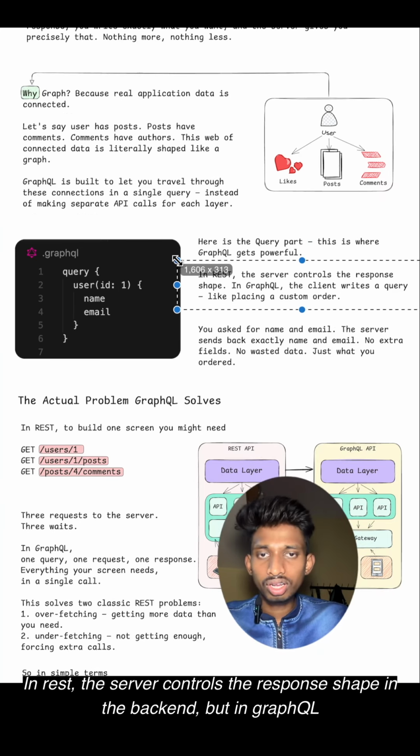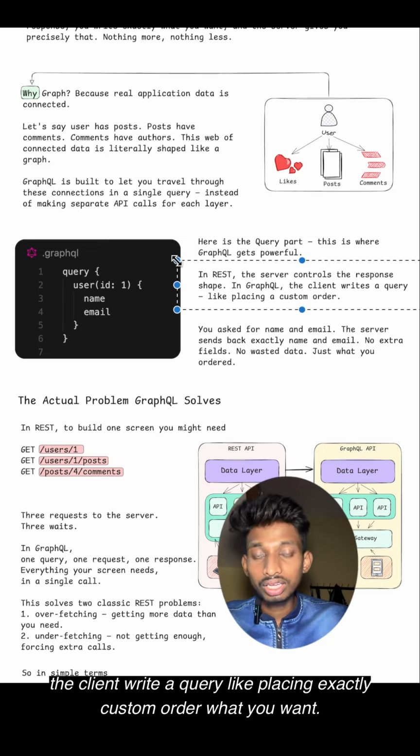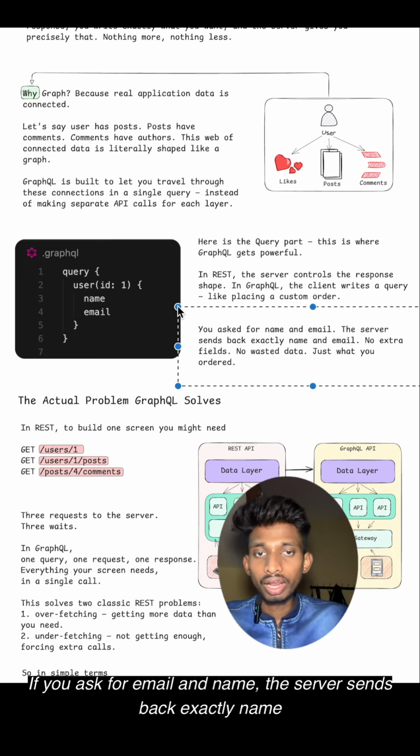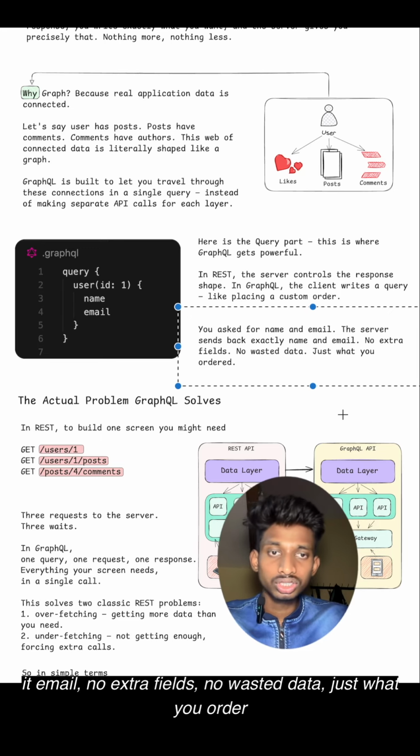And here is why GraphQL gets powerful. In REST, the server controls the response shape in the backend, but in GraphQL, the client writes a query, like placing a custom order for exactly what you want. If you ask for email and name, the server sends back exactly name and email. No extra fields, no wasted data, just what you ordered.